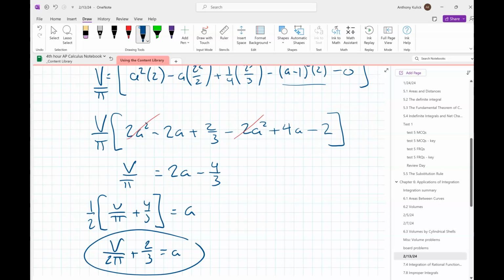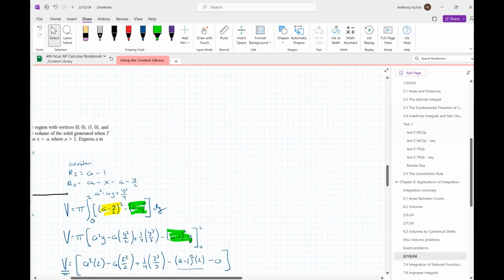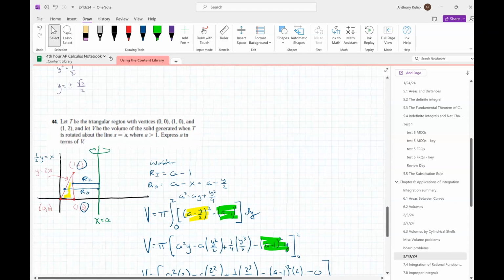I think in the textbook, when I looked this up earlier, when the first hour asked about it, the textbook used shells to do this instead of washers. That would have been fine too. This one I looked at, it just said washer to me. The algebra for the shell was probably easier, but, you know.